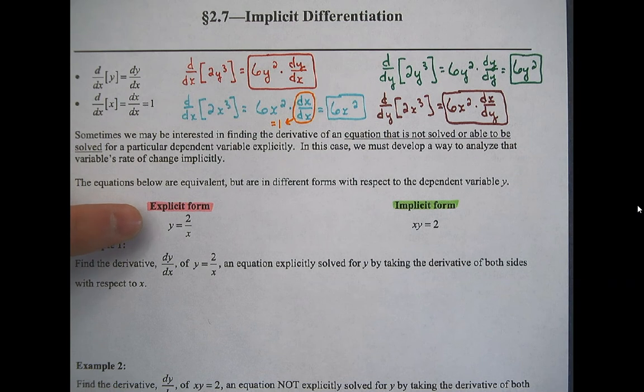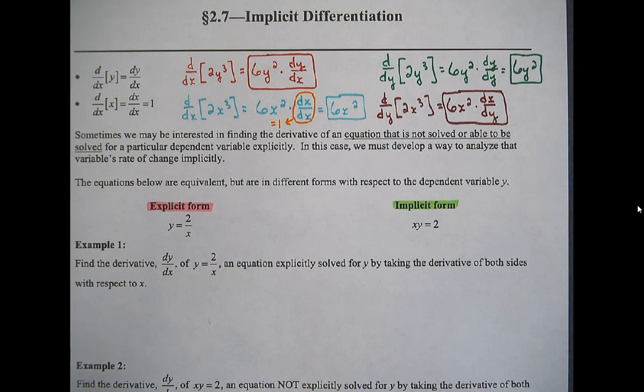So up to this point, all of our forms have been explicit, which is very easy. We derive according to x, and we would get y prime equals blah, blah, blah. With implicit, when I derive according to x, I run into a problem because the x and y are mixed together.